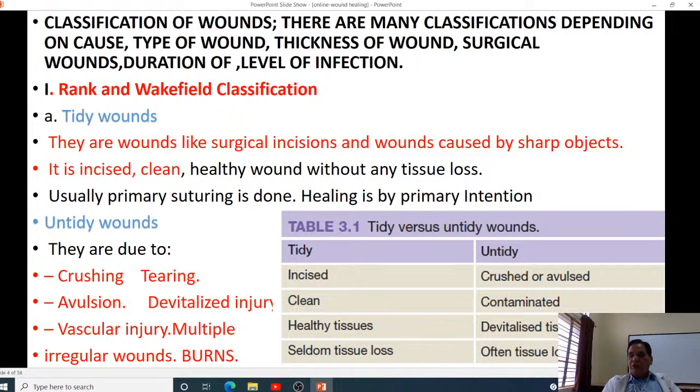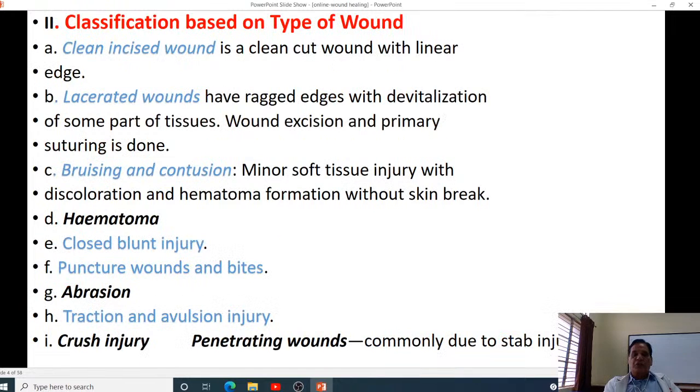So there is a table which clearly shows tidy versus untidy wounds. Tidy wounds are incised, clean, healthy, without tissue loss. Against that, untidy wounds are crushed or avulsed, contaminated, with devitalization of tissue and associated tissue loss. So that is why you have to differentiate between tidy and untidy wounds.